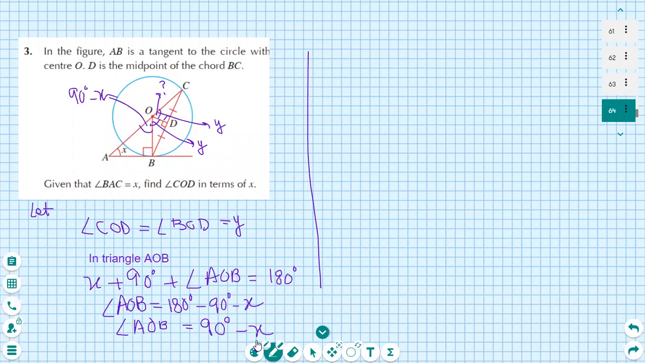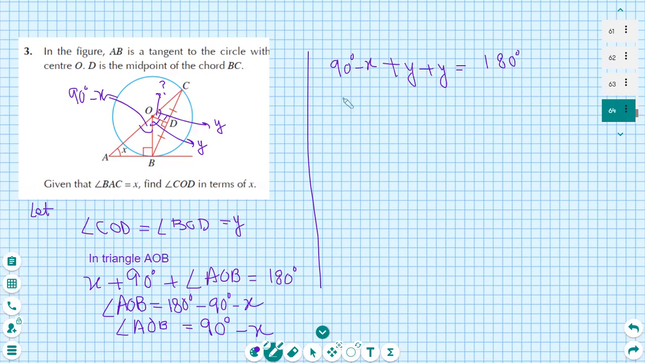So on a straight line AOC, we have three adjacent angles. This 90 minus X, second one is Y, and third one is Y as well. So I'm adding all three angles and setting the sum equal to 180 degrees. The first angle is 90 minus X, second angle is Y, and third angle is also Y. So the sum is equal to 180 degrees.